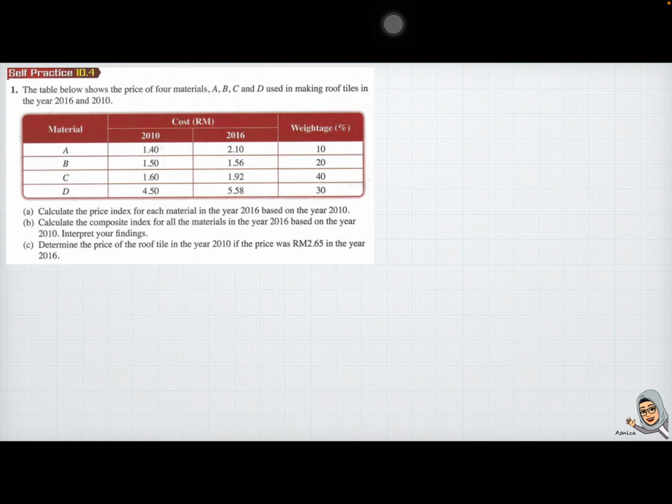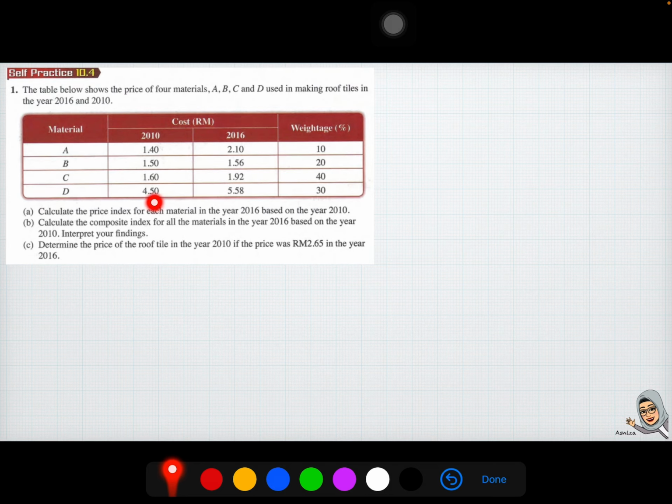Alright, let's look at this first question from our self-practice 10.4. Now we have a table that shows the price of 4 materials A, B, C, D used in making roof tiles in the year 2016 and 2010. Now please understand the table. So the first column shows us the material that used in making the roof tiles. So we have 4 materials A, B, C, D.